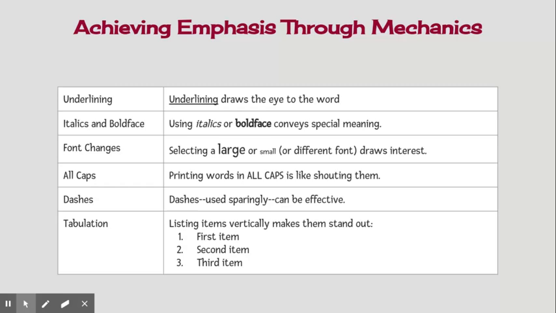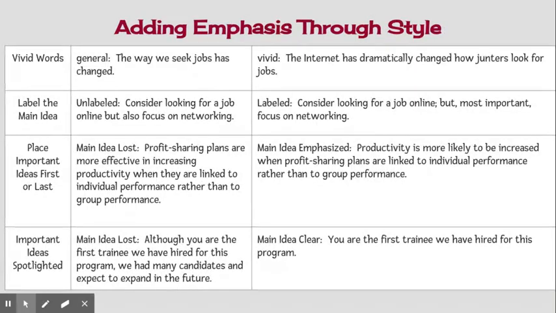So let's move on to emphasis through style. We want to try to use vivid words. We want to make sure we label the main idea so our audience knows, hey, this is what's important. We also want to make sure we place our important ideas either first for the primacy effect or last for the latency effect. People tend to remember what they're told first and last in a long presentation, as well as important ideas need to be spotlighted.